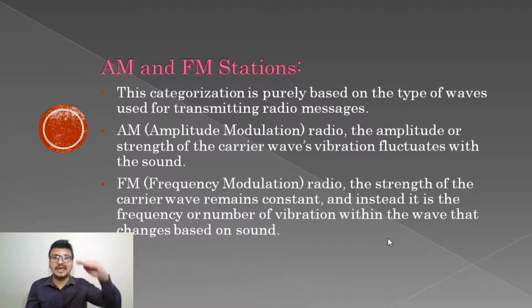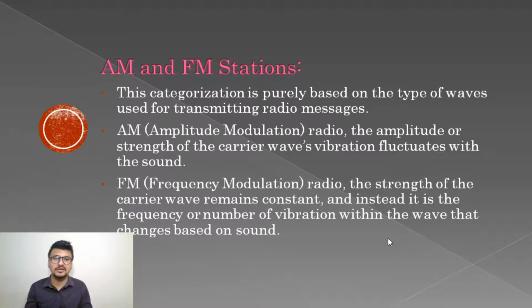So the strength of the carrier wave that fluctuates with the sound, that is amplitude modulation. If we talk about FM, frequency modulation, the strength of the wave remains constant. Instead, it is the frequency, or the number of vibrations within the wave, that changes based on the sound.